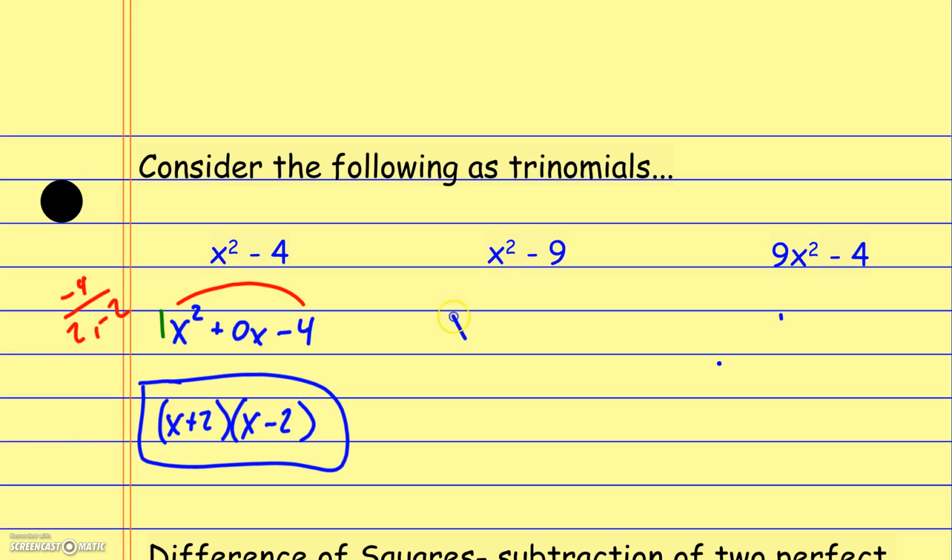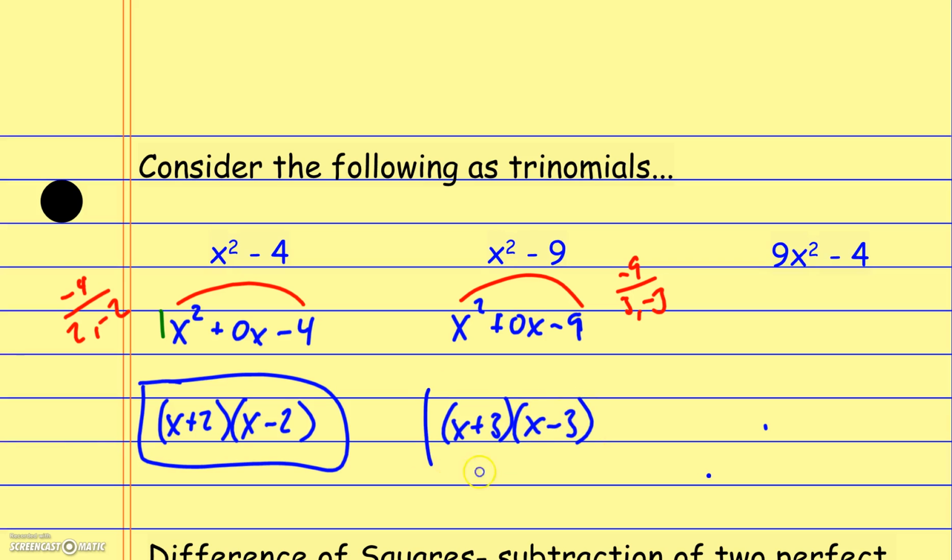If I rewrite this, this is like an x squared plus 0x minus 9. And now I could build a bridge and factor. So I build a bridge, that's a -9. The two numbers are going to be a +3 and a -3. And again, because there's an a value of 1, I can go right to the two factors. It's going to be an x plus 3 and an x minus 3.